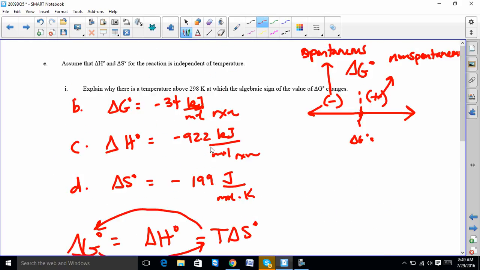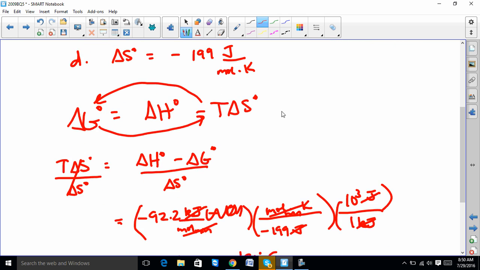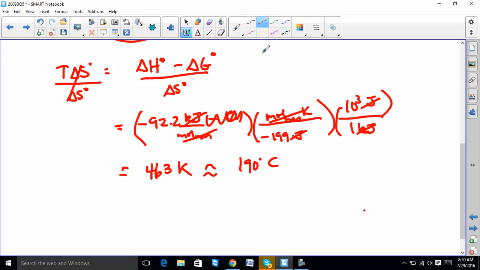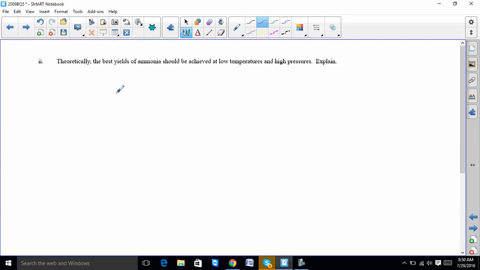So let me read the exact problem again. Explain why there is a temperature above 298 in which the algebraic sign of the value of G changes. Well, it's going to change when it crosses at 0. And so you're showing that there is a temperature and it is 190. I think that's good enough.